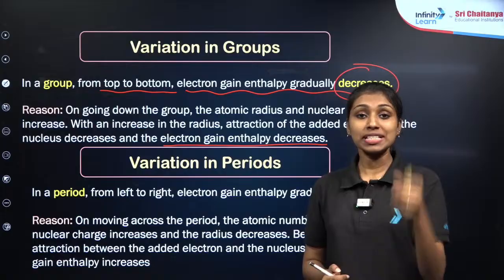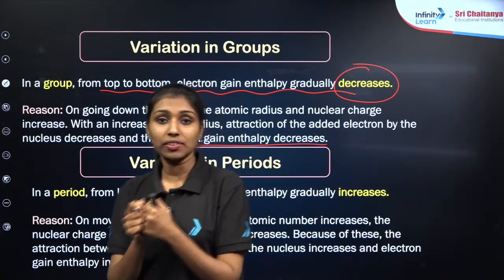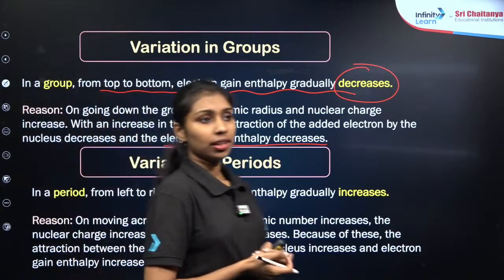Whenever we are moving down the group, size increases, right? As the size increases, there will be very less attraction between the added electron and the nucleus. Therefore, the electron gain enthalpy decreases. Clear?